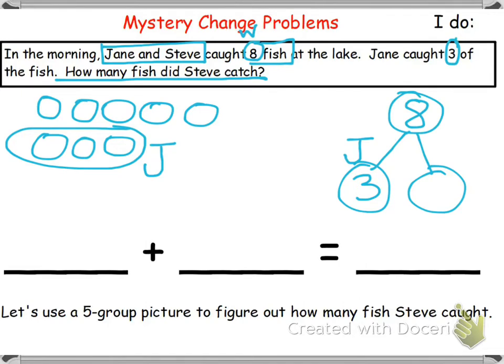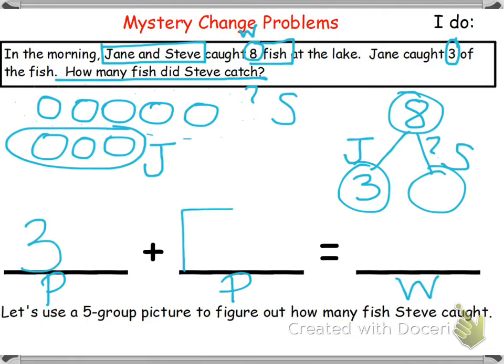So that means this right here is our mystery for Steve. So I'm going to come back to this. This is our mystery for Steve. That's where we came for our number sentence. Well, I know that whenever we're adding, it's our part plus our other part equals our whole. Well, we know that Jane had 3, plus we don't know how many Steve has just yet. We know that they had 8 altogether.